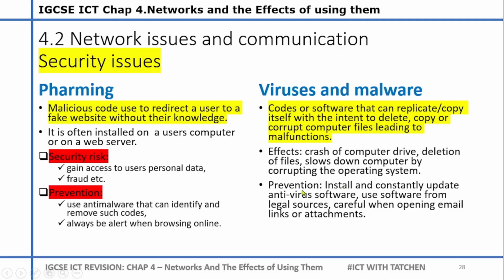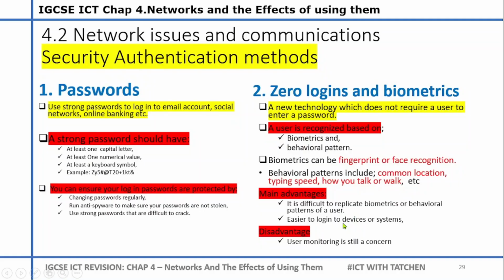And how can you prevent viruses? You install and constantly update antivirus software. You should use software from legal sources. Cracked software, for instance, is not good. Then be careful when opening email links or attachments, because some of them are links that are actually viruses. Once you click, they get executed. You have to watch out for that.